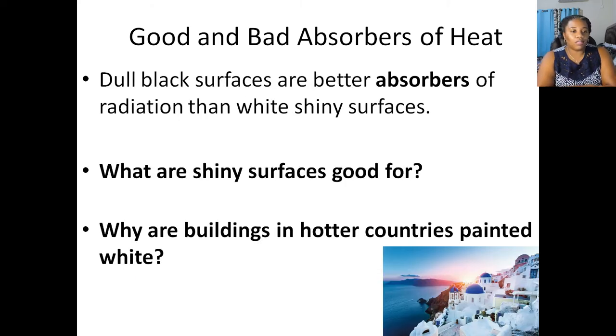Dull black surfaces are better absorbers of radiation than white shiny ones. What are shiny surfaces good for? Exactly, reflecting heat, reflecting light. Why are buildings in hotter countries painted white? Exactly, to reflect heat, right? To reflect it away from the house, to keep the house cooler.